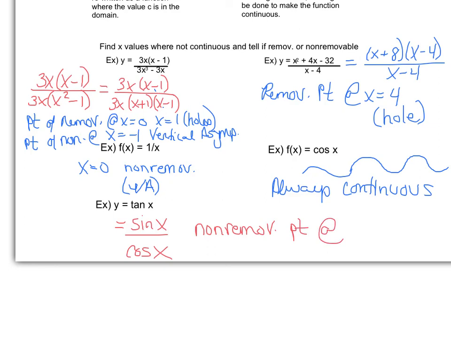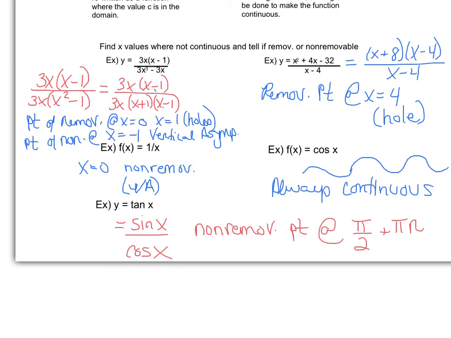So cosine is 0 at pi over 2, at 3 pi over 2, at 5 pi over 2. In fact, it's going to be 0 at pi over 2 plus any rotation of pi past pi over 2 or behind pi over 2. So I'm going to say pi over 2 plus pi n, very similar to what we did last year when we were solving trigonometric equations.